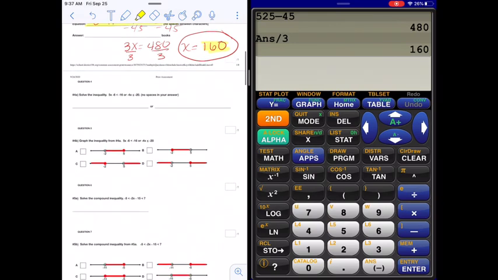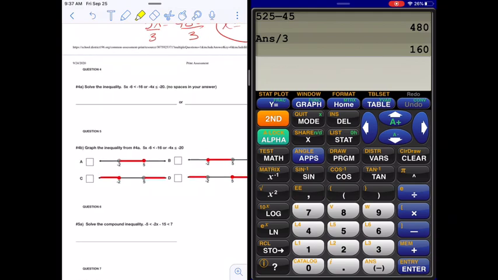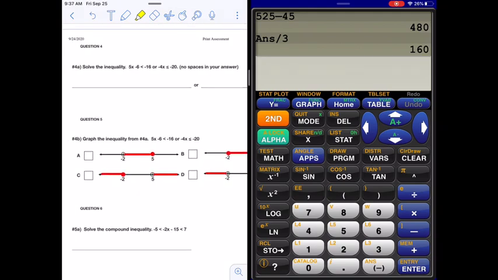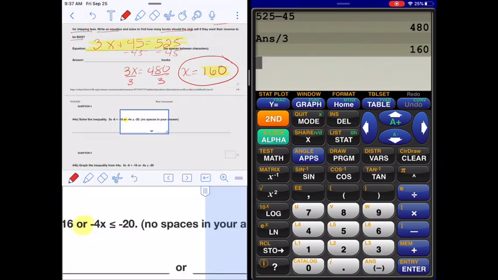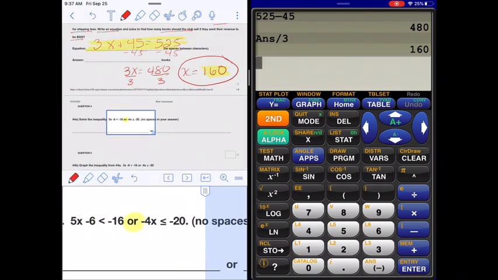Moving on to question 4, solve the inequality. This is an or statement. So we are going to have 2 answers here. I'm going to solve my 5x minus 6 first.